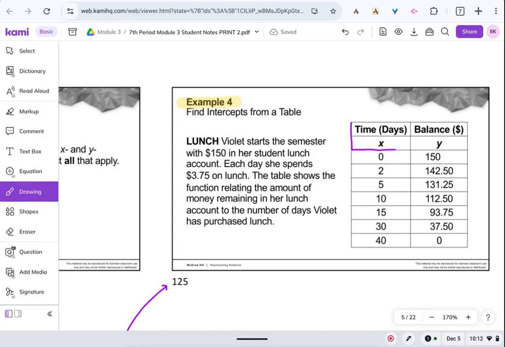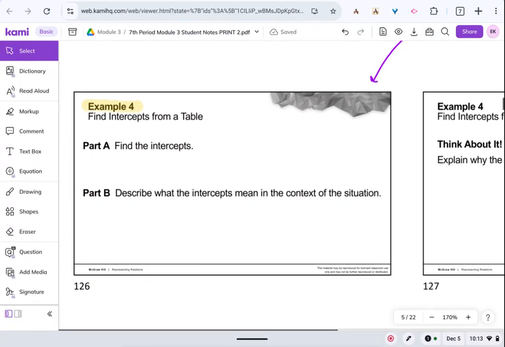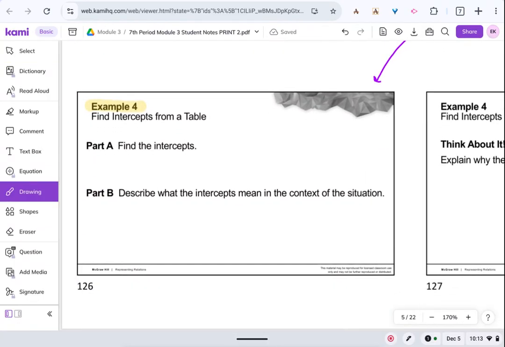Our x numbers are the days. Okay, so day 0, day 2, 5, 10, etc. And then our y's, those are the balance in her lunch account. So 150, 142.50, etc., all the way down to 0. In slide 126, the first part is to find our intercepts. Okay, so we want to identify what the x-intercept is going to be and what the y-intercept is going to be.